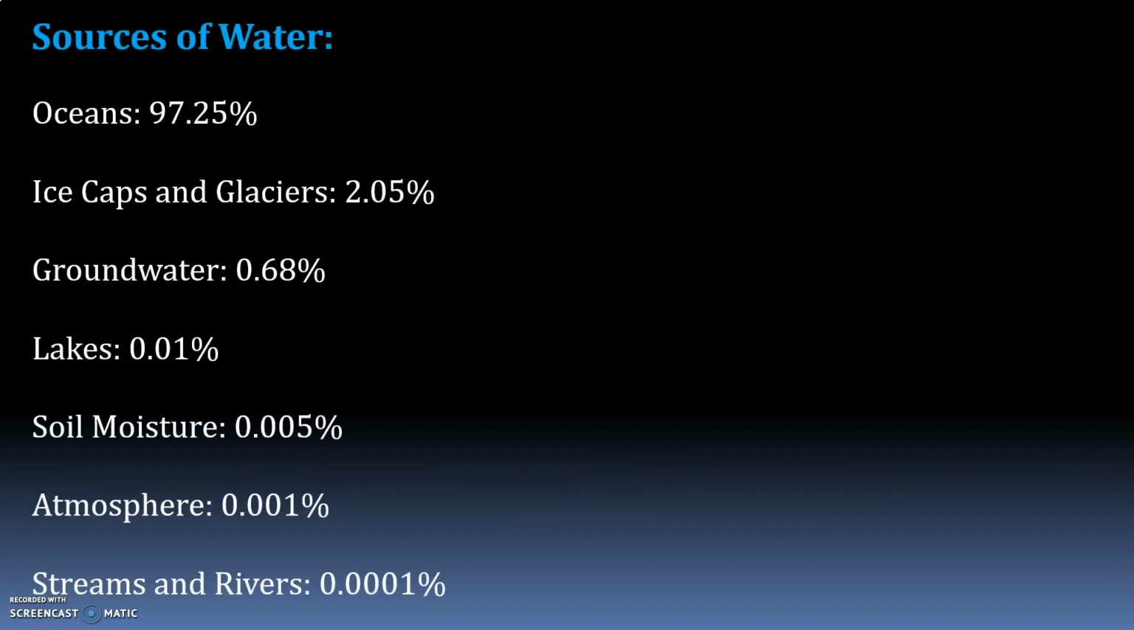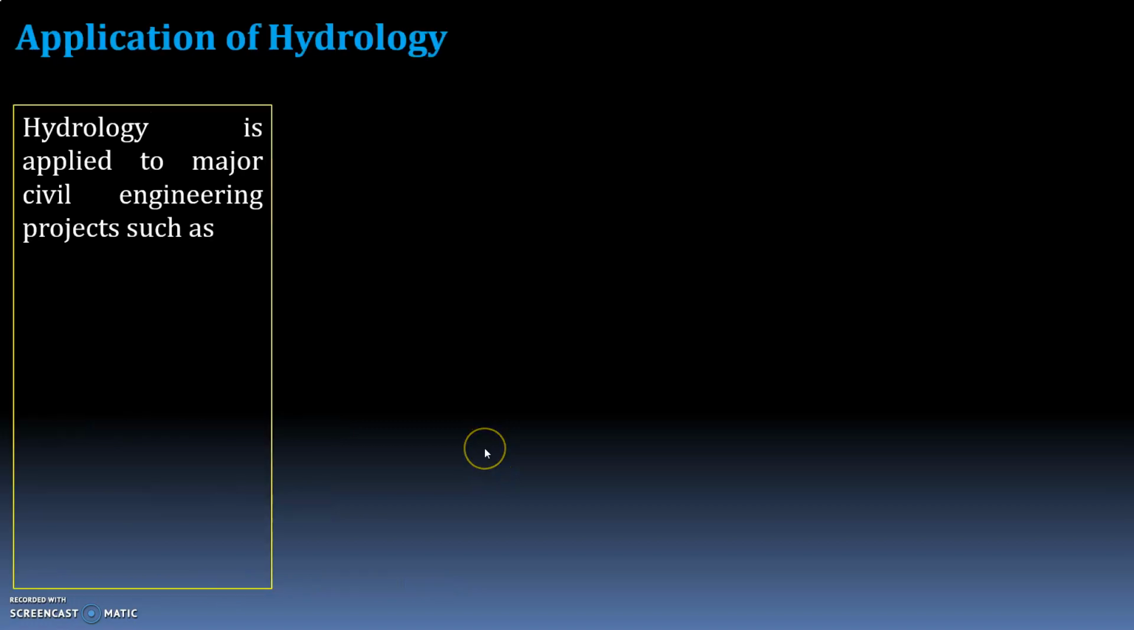of the earth. So, all of us know these sources of water: oceans 97.25%, ice caps and glaciers 2.05%, groundwater 0.68%, lakes 0.01%, soil moisture 0.005%, atmosphere 0.001%, and streams and rivers 0.0001%. These are some of the sources of water.